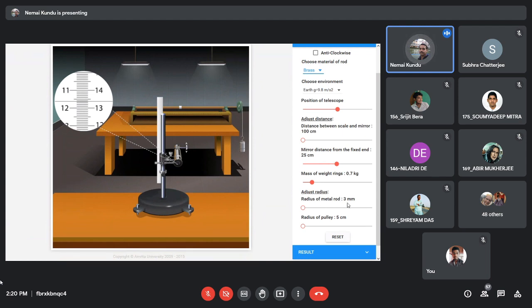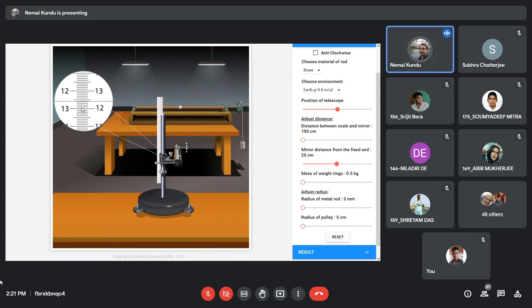The radius of the metal rod is set at 3 millimeter and is also fixed. The radius of the pulley, this radius, is the radius of the pulley. Capital R is fixed at 5 centimeter. Now the mass of the weight hanger at the start is 500 grams, so it's set at 0.5 kg. With the mass at 0.5 kg, the reading should be taken from this scale.